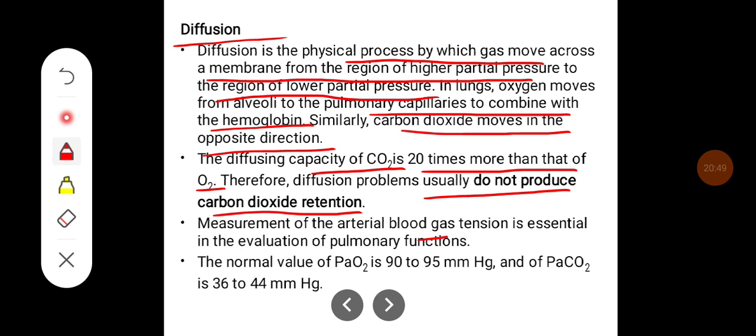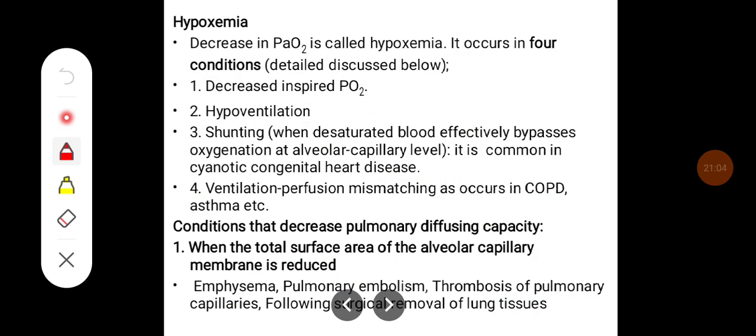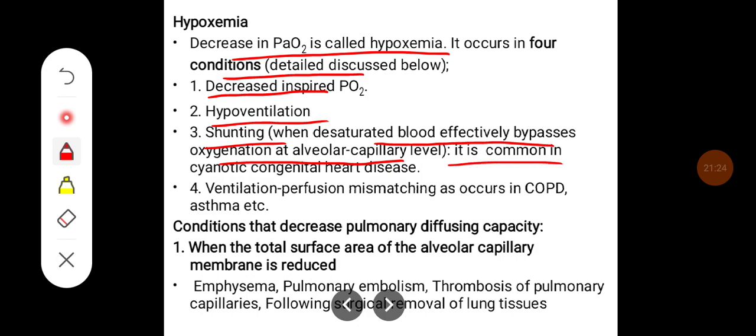The measurement of arterial blood gas tension is essential in the evaluation of pulmonary functions. The normal value of PaO2 is 90 to 95 mmHg and PaCO2 is 36 to 44 mmHg. Hypoxemia. Decreased PaO2 is called hypoxemia. It occurs in four conditions. Decreased inspired PO2, hypoventilation, or it can be in shunting when desaturated blood effectively bypasses the oxygenation at alveolar capillary membrane, and it is common in cyanotic congenital heart disease. Then ventilation perfusion mismatching, as that occurs in COPD or asthma.